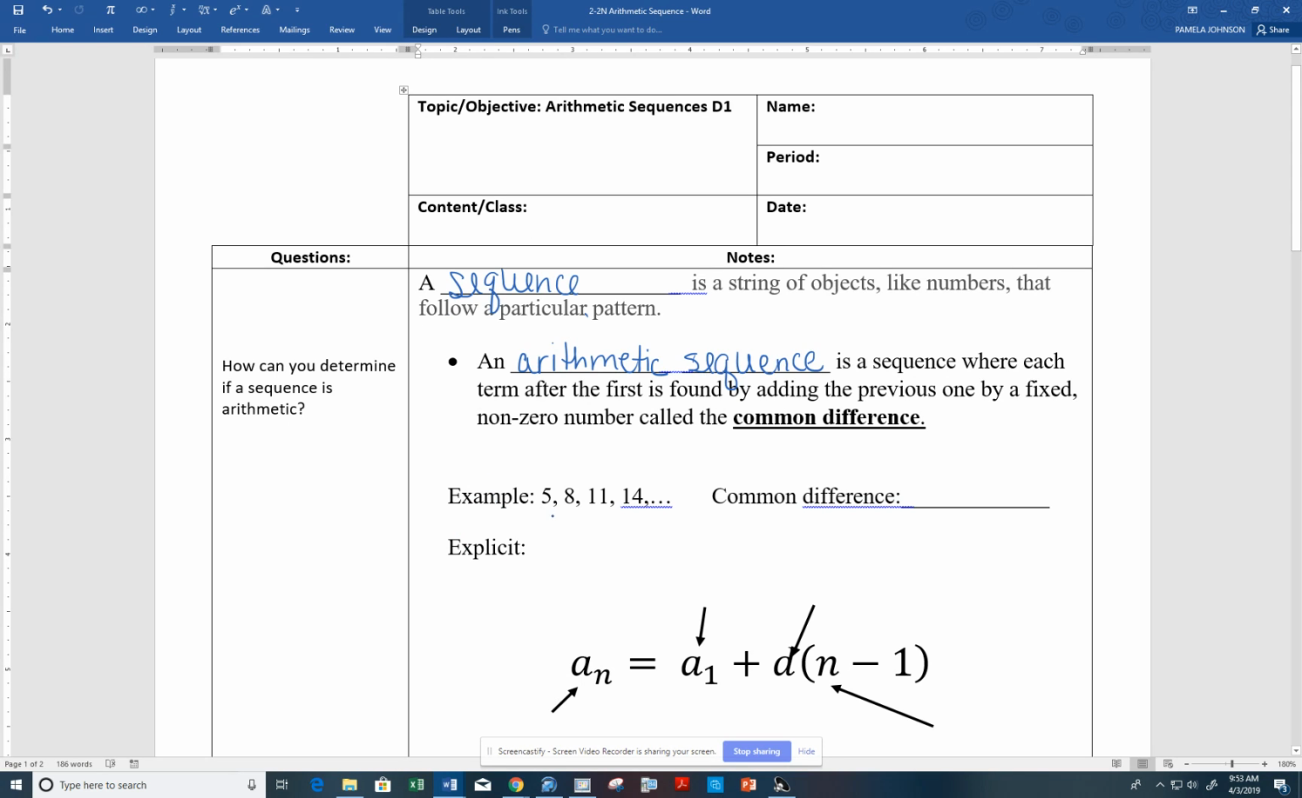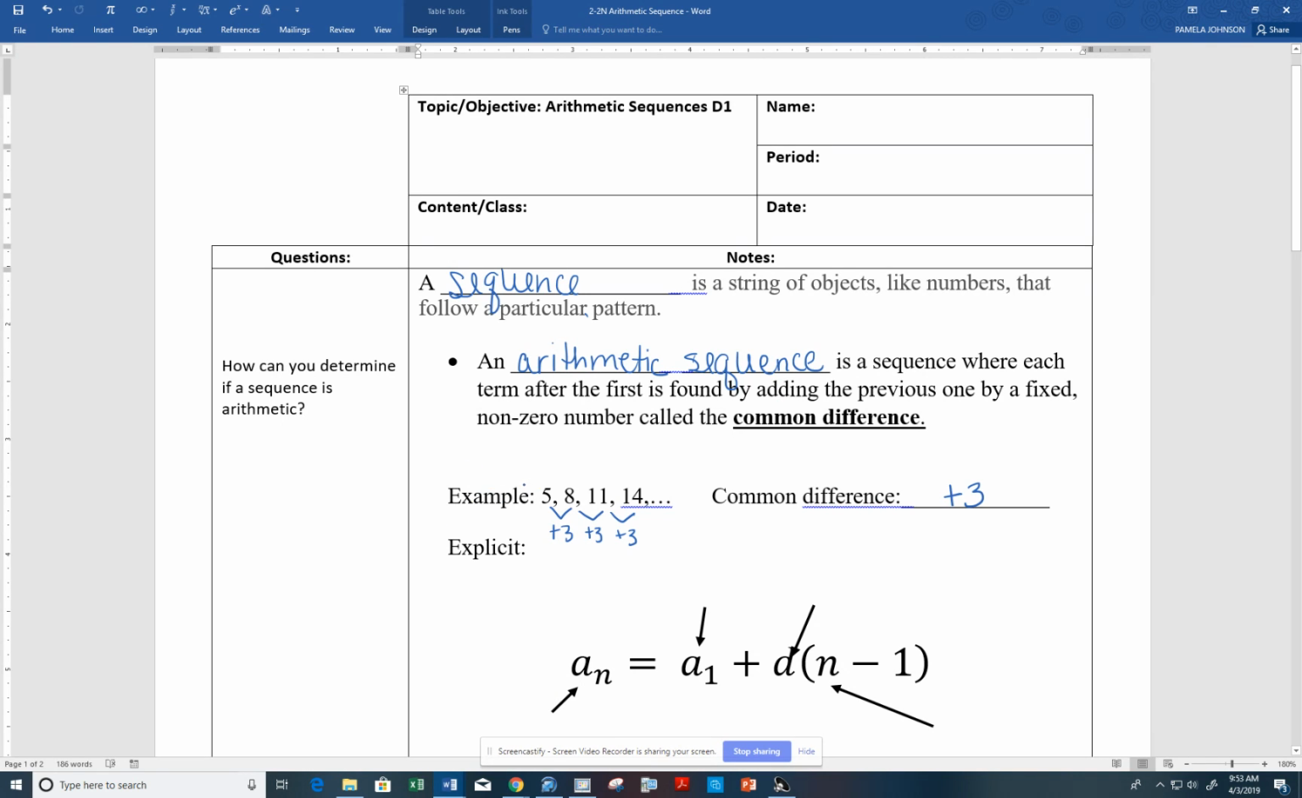So in our first example, we have 5, 8, 11, and 14. To get from 5 to 8, we added 3, and to get from 8 to 11, we added 3, and to get from 11 to 14, we added 3. So our common difference is 3, the positive 3, because we're adding each time.